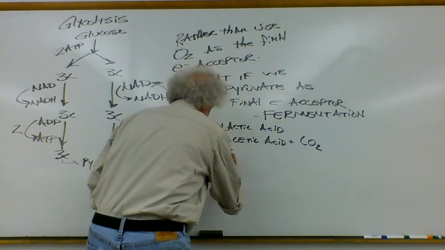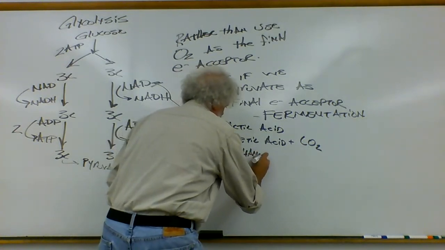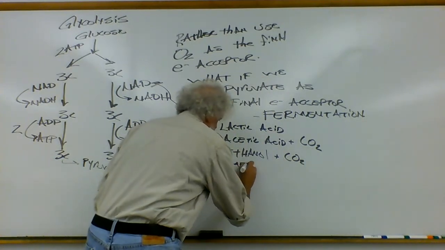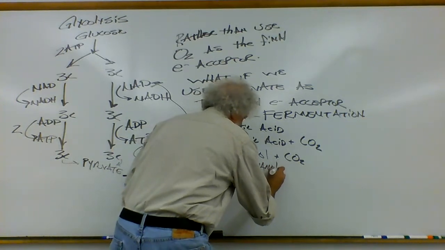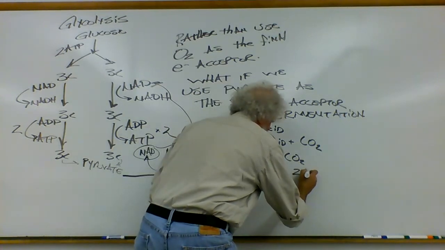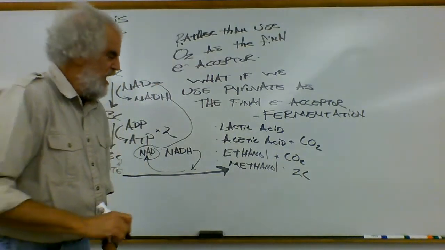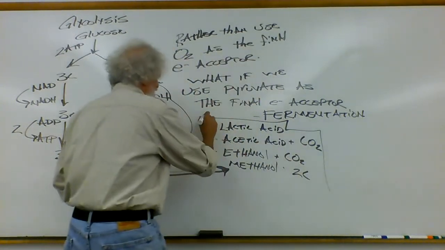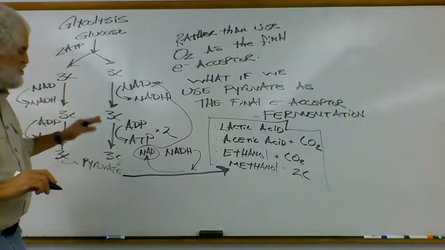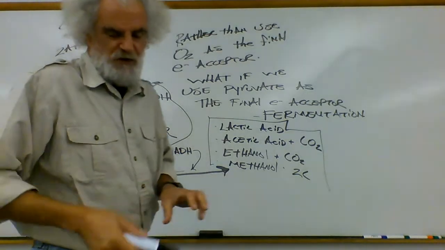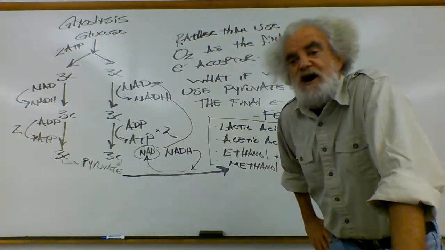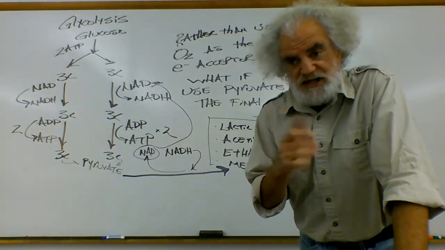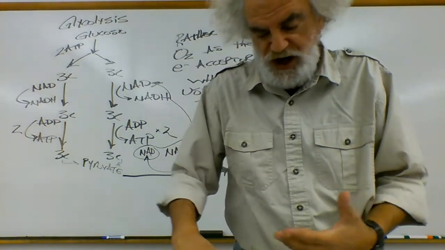We can generate ethanol and CO2. We can generate methanol and some kind of 2-carbon molecule. I'm not really exactly sure what. What you're doing is generating all these different kinds of products by reducing pyruvate. So it's not a very efficient way of operating. And there's some actual physiological consequences to this that, depending on the organism, can have some real serious consequences.